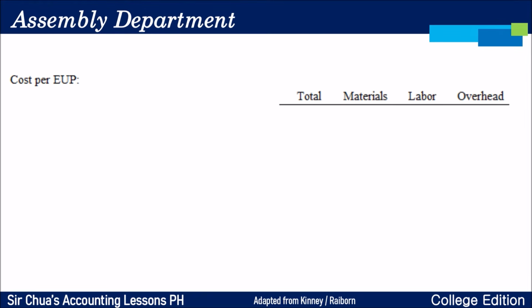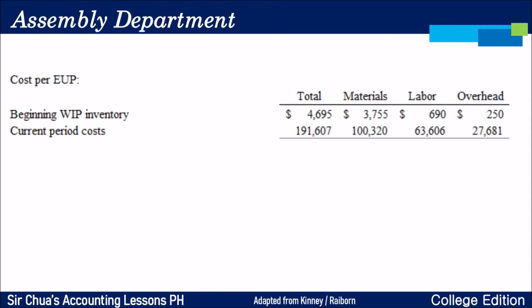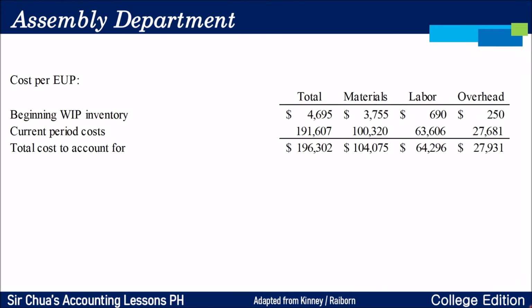Okay, so you just need to copy the cost information that is given to you in the problem. So beginning inventory has a total of $4,695, and the breakdown is already given to you as to M, L, and O. And then your current period cost, which is $191,607, and the breakdown as to materials, labor, and overhead is also given to you. So you get the total of all of those costs, and ang kailangan daw po nating i-account na cost for this department is $196,302. Okay?